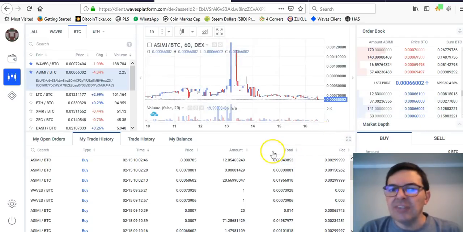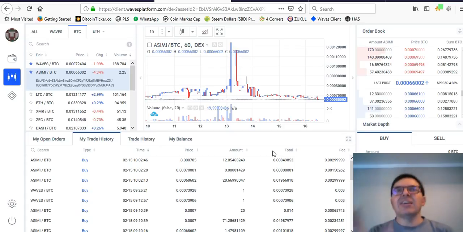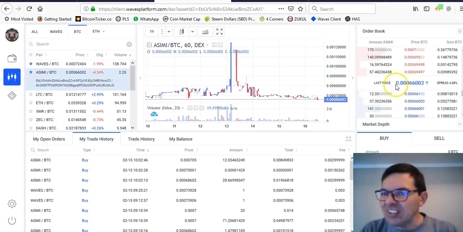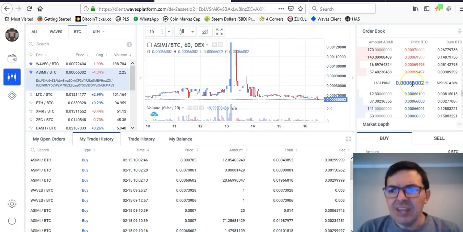So I did spend some money to buy Asimi or stakes, and then I'm also compounding my earnings. So every day I get that stake, or let me just go back. Okay, here you can see the Asimi price. It's 0.000660002 Bitcoin. That's about $2.4.